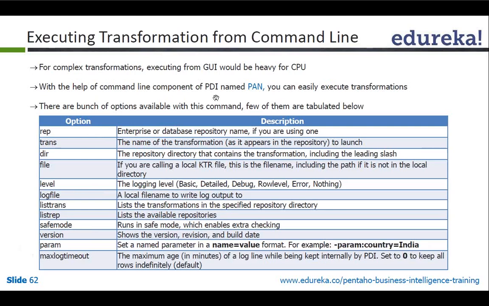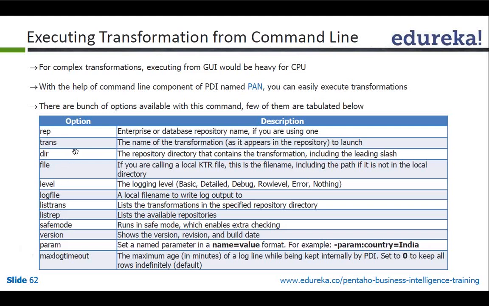Now the same transformation you can execute from the command line. For complex transformations, executing from the GUI would be heavy. So basically you may get better throughput from the command line, but then for the command line you will also have to fine tune. Depending on your parameters, how much memory you are allocating, you can tune it. With the help of the command line tool named pan. So pan is used for executing transformations. You can easily execute the transformation.